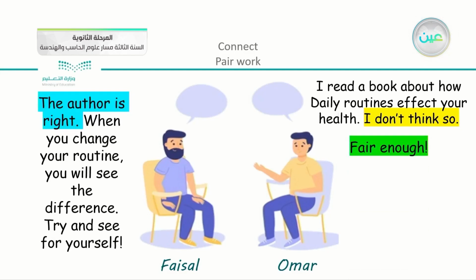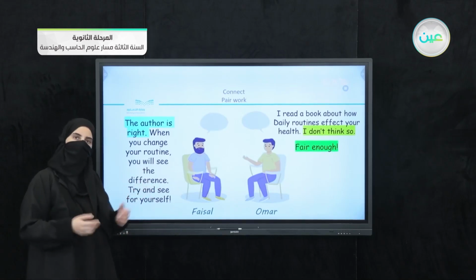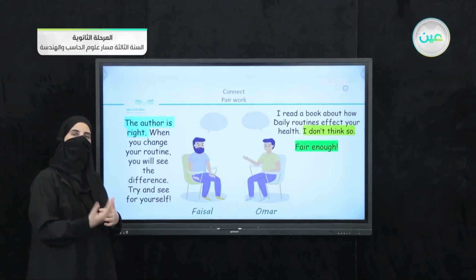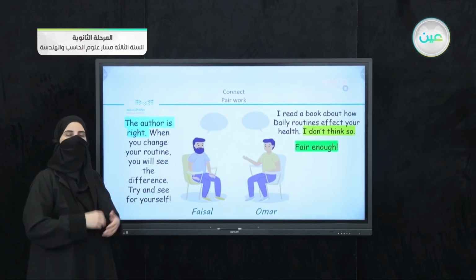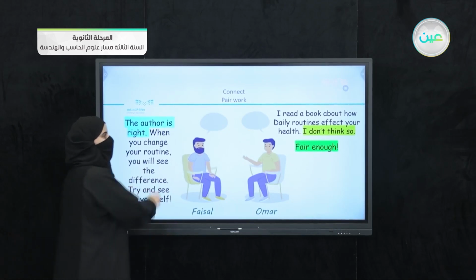Here we have another expression, which is "fair enough." So you can see that we have Omar, he agreed with Faisal. "Okay, fair enough, maybe he is right." So did he disagree? No, he just gave an opinion and then he went back and agreed with Faisal.